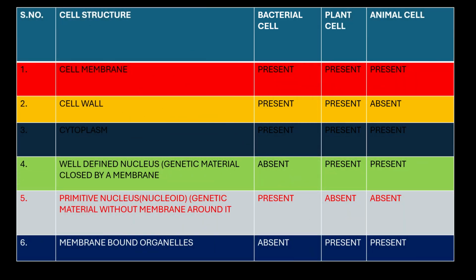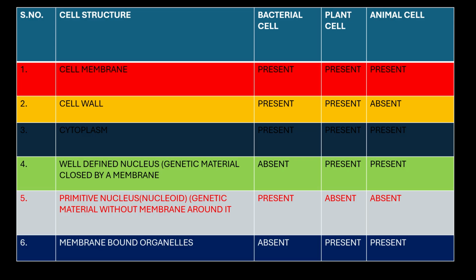Cell structure in bacterial cell, plant cell, and animal cell. First is cell membrane. Cell membrane is present in all the three cells, that is bacteria, plant, and animal cell. Cell wall, it is present in the bacterial cell as well as in the plant cell, but it is absent in the animal cell. Cytoplasm, it is present in all the cells, that is bacteria, plant, and animal cell.